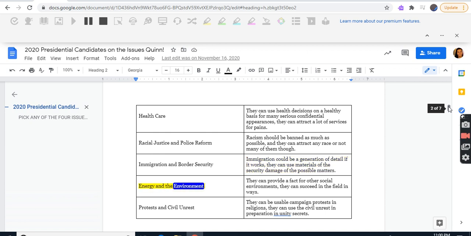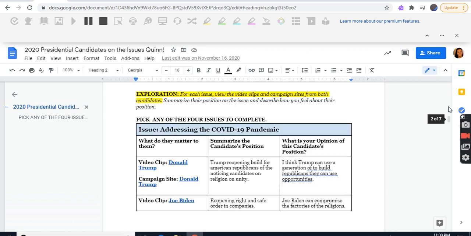Energy and the environment. They can provide a fact for other social environments. They can succeed in the field in ways. Protests and civil unrest. They can be usable campaign protests in religions. They can use the civil unrest in preparation and unity secrets.